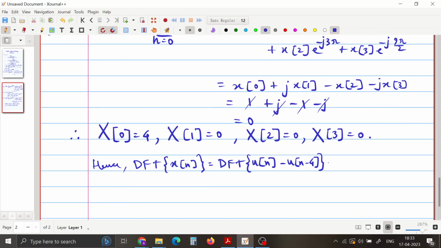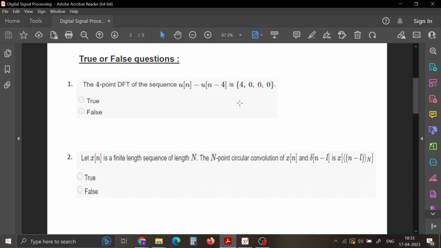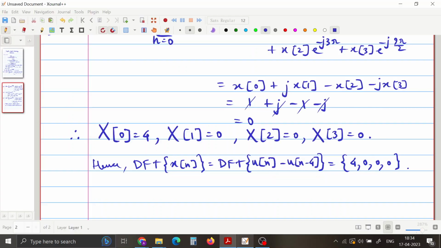And the DFT of this sequence happens to be 4, 0, 0, 0. See, X of 0, X of 1, X of 2, and X of 3. That's it. And if you go back to the question, this is exactly what was mentioned in the statement. See, 4, 0, 0. So this statement is actually true, right? So therefore true.